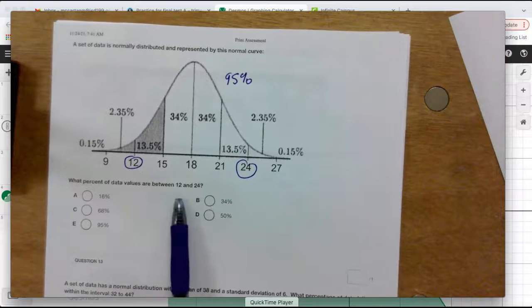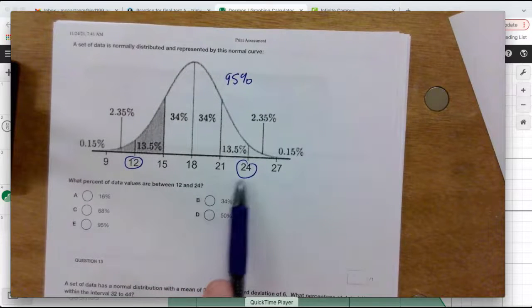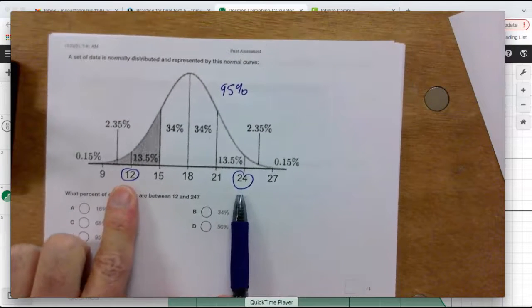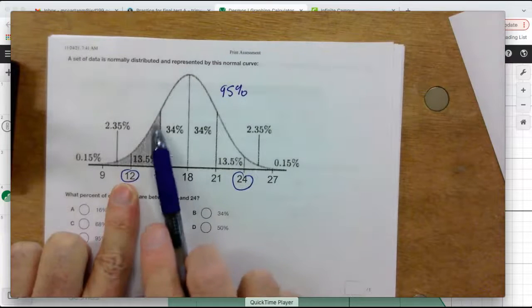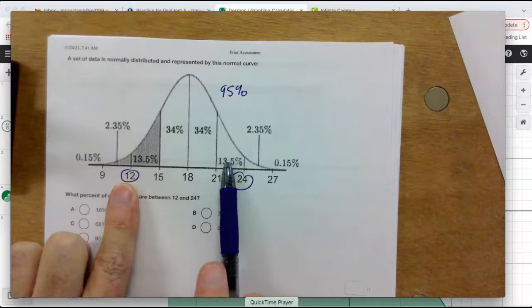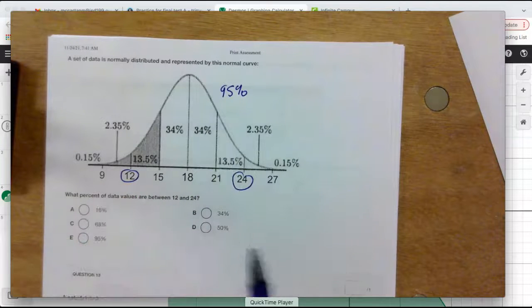What percent of data values are between 12 and 24? Well, here's 12 and 24. Add up those 4 numbers. Add up those 4 percentages. You end up at 95.